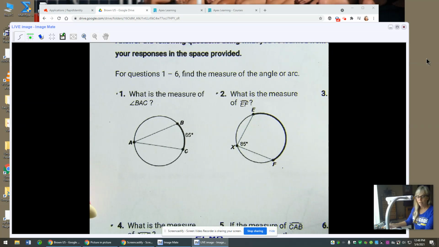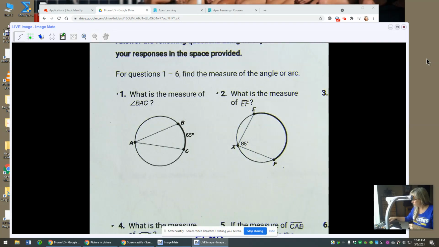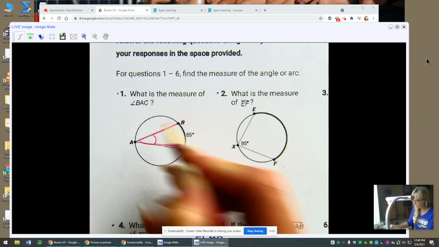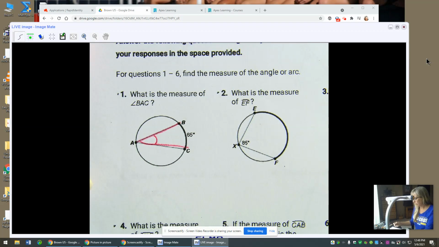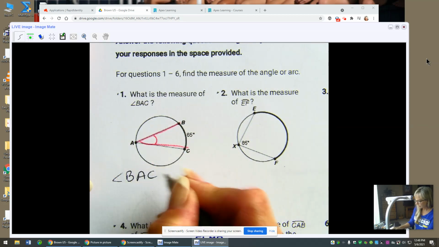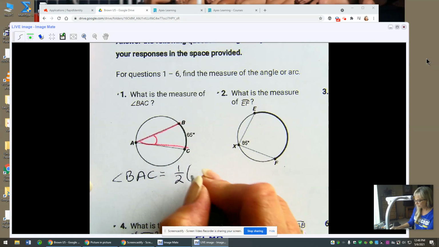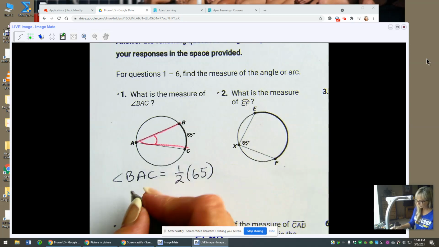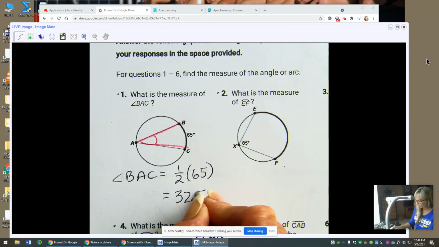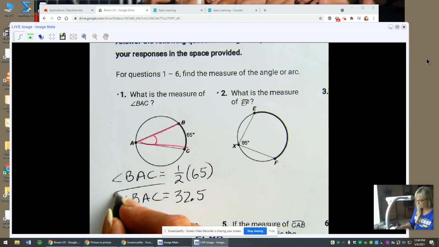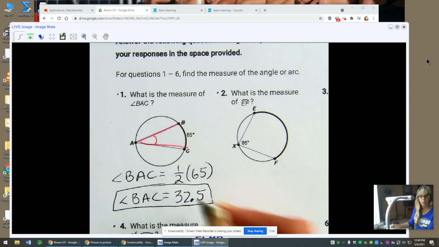What's the measure of angle? Here, I'm going to highlight the angle for us. We're looking for angle BAC. That's this angle here. It's an inscribed angle, and we just learned the inscribed angle, angle BAC, is 1/2 the intercepted arc. So half of 65 is 32 and a half. I think Apex works in decimal more than it does leaving it as a fraction.